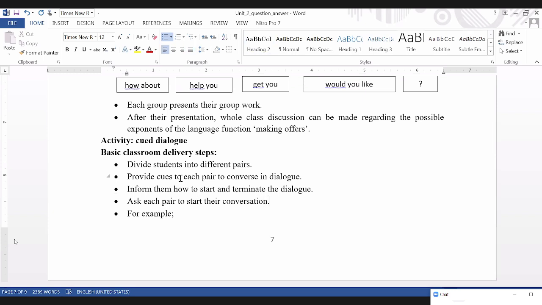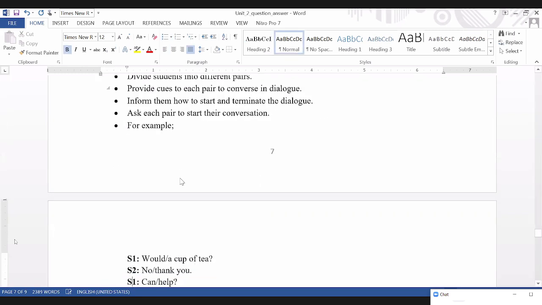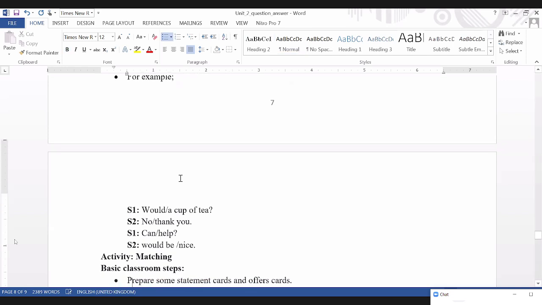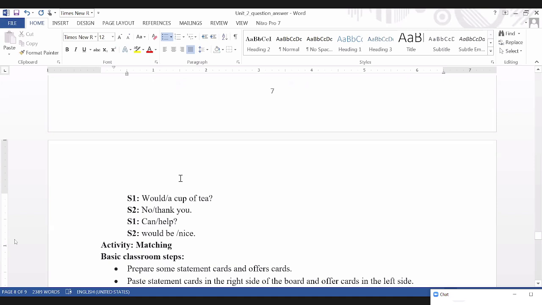Ask each pair to start their conversation. For example, a cup of tea? No, thanks. Can I help? Would be nice. These are cues, clues, hints, and then students elaborate and make a full question, full sentence, full exponents. Like, would you like a cup of tea? I will bring it. This is offering. No thanks. This is the response.